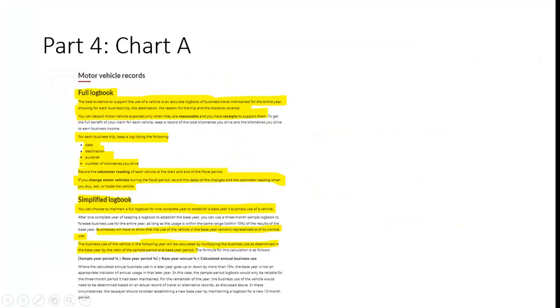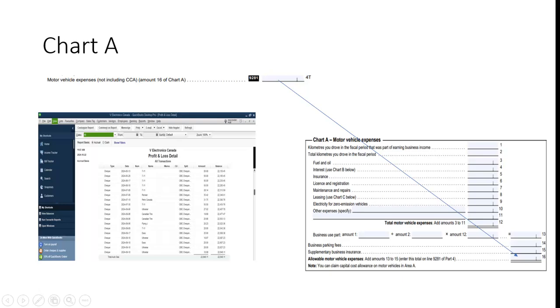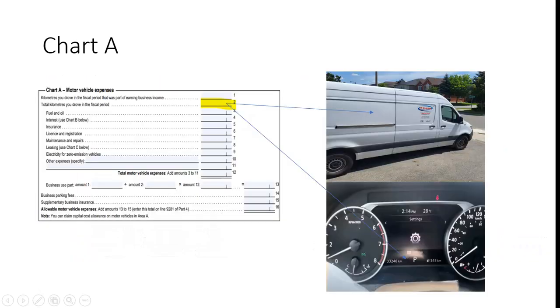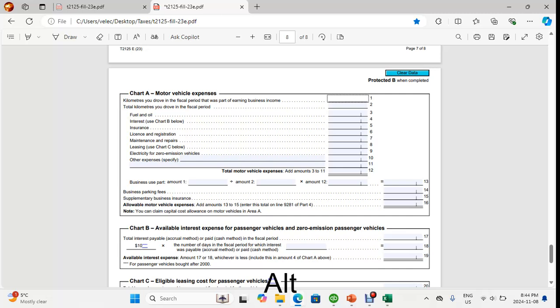All right? So let's say when you check your odometer, and again, you need to make sure that you have a logbook. If you're a trucker, for example, or if you drive your vehicle for business, make sure you have a logbook, and this logbook will have your date, your destination, purpose, and number of kilometers that you drove for each trip. Okay? So starting with your total kilometers you drove in the fiscal period, you can find this total on your odometer.